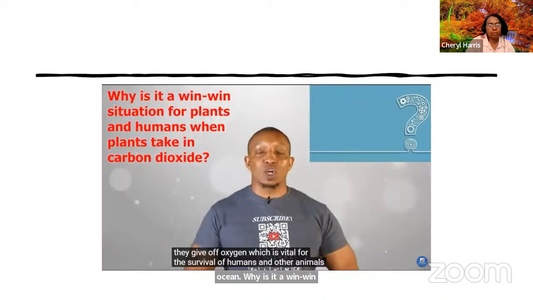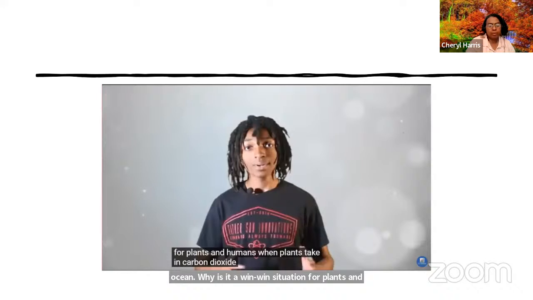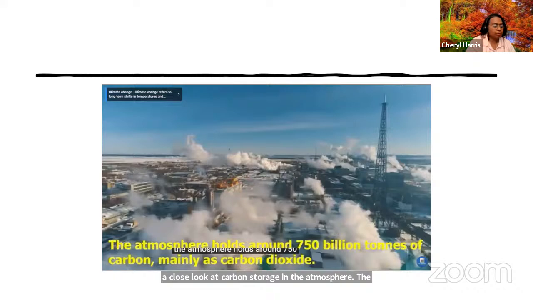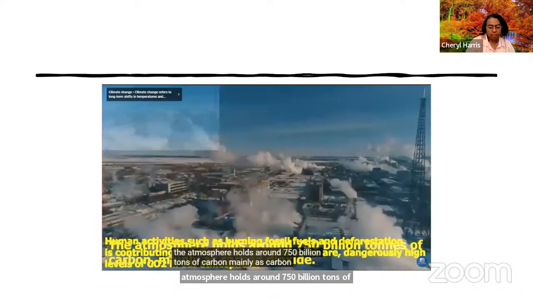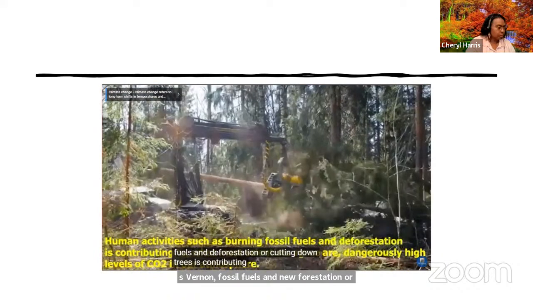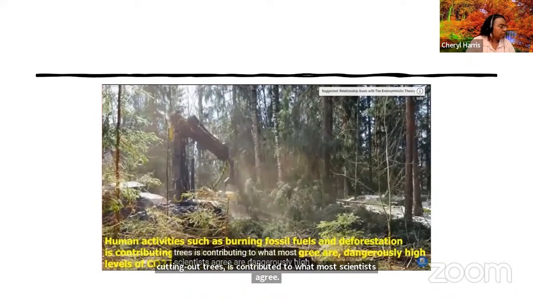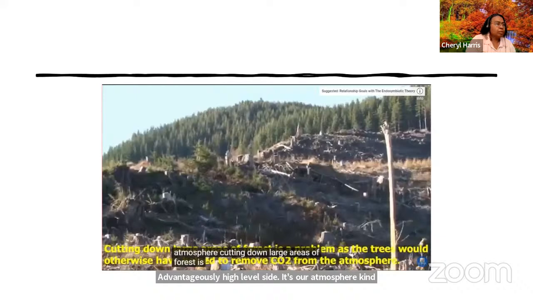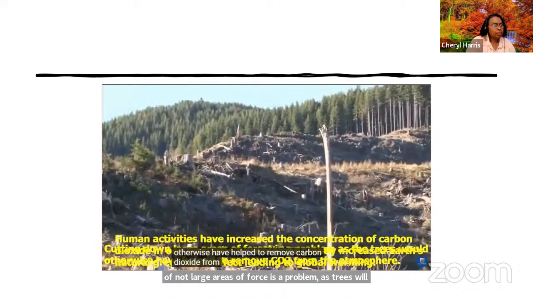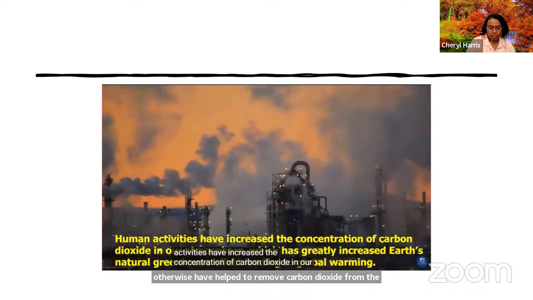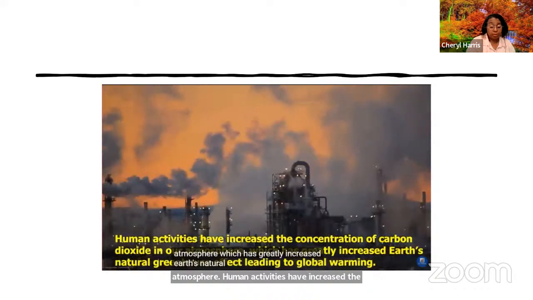Let's take a closer look at carbon stored in the atmosphere. The atmosphere hosts around 750 billion tons of carbon, mainly as carbon dioxide. Human activities such as burning fossil fuels and deforestation, or cutting down trees, are contributing to what most scientists agree are dangerously high levels of carbon dioxide in our atmosphere. Cutting down large areas of forest is a problem, as trees would otherwise have helped to remove carbon dioxide from the atmosphere. Human activities have increased the concentration of carbon dioxide in our atmosphere, which has greatly increased Earth's natural greenhouse effect, leading to global warming.